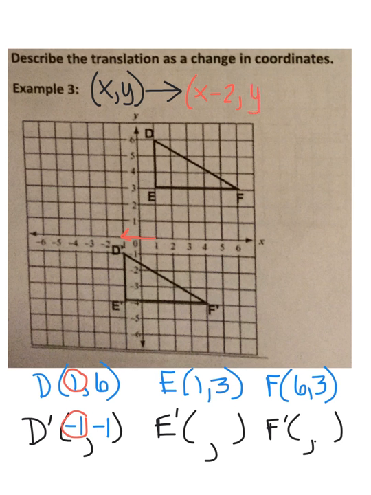Now let's take a look at our Y coordinate. The Y coordinate for the pre-image D was 6, and now it is -1. That's a difference of 7, Y minus 7. And that means that I went down 7 units. 1, 2, 3, 4, 5, 6, 7. And you'll notice that D has moved down 7 units. So this is how we describe a translation using ordered pairs.